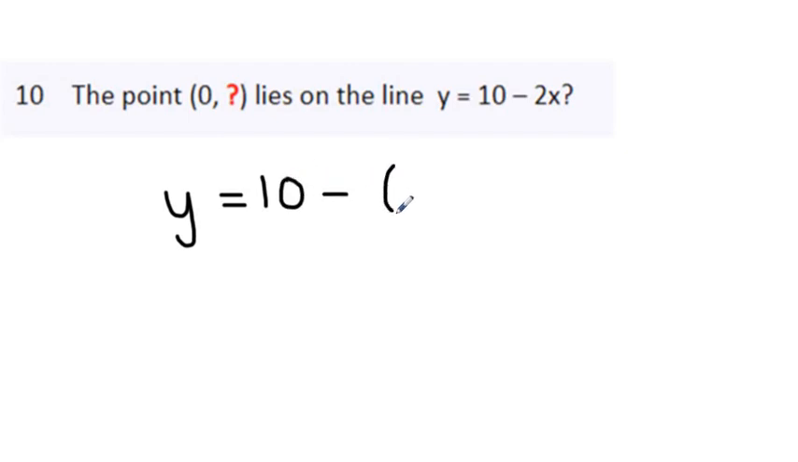subtract, and I've got my 2, and I can put in what my x coordinate is, which I know is 0. So just looking at that, I've therefore got 10, and I would be subtracting 2 times 0. So 2 times 0 we know is nothing, is 0. So I've got 10 subtract 0. Therefore, I'm just left with the answer of 10. My y, therefore, would be 10.